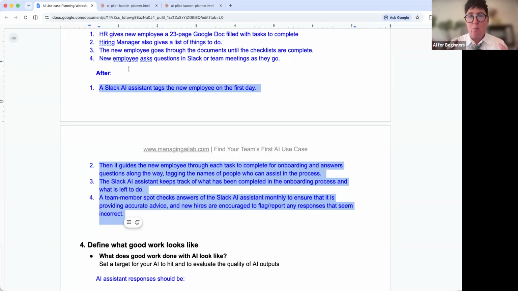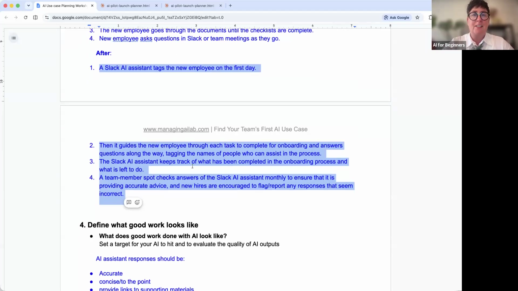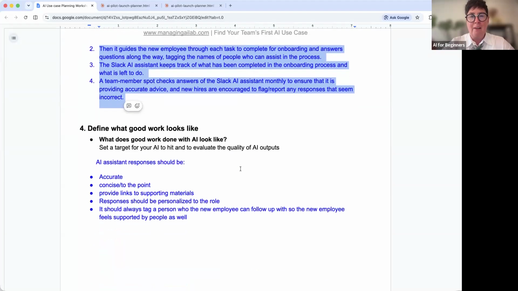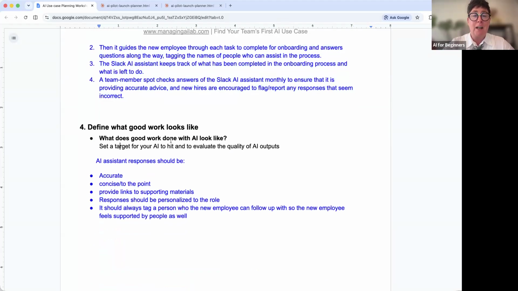So this is the work that matters. This is why you're doing this, and this is how you set yourself up so that way your AI pilot later down the line does not fail. You reduce the likelihood that it's going to fail. So after you do that, you are then going to go and define what good looks like.